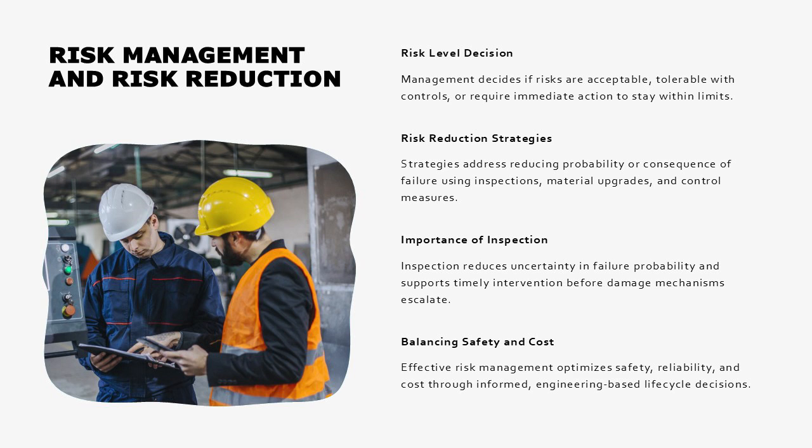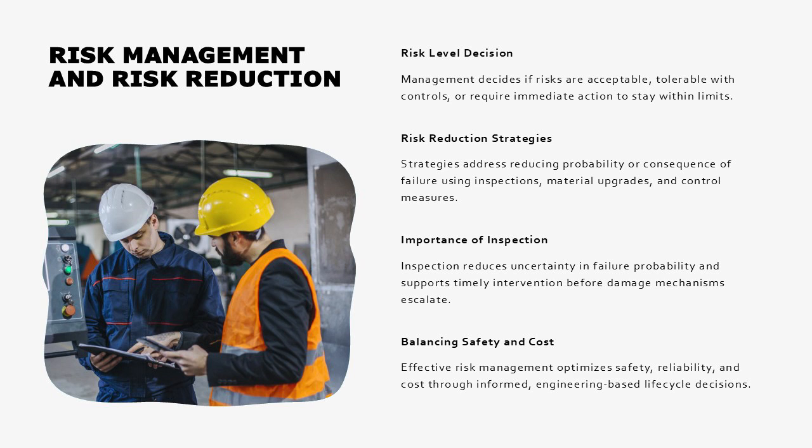Reducing POF may involve improving inspection effectiveness, upgrading materials, applying corrosion control measures, or modifying operating conditions. Reducing COF may involve reducing inventory, improving isolation systems, enhancing fire and gas detection, or relocating equipment.